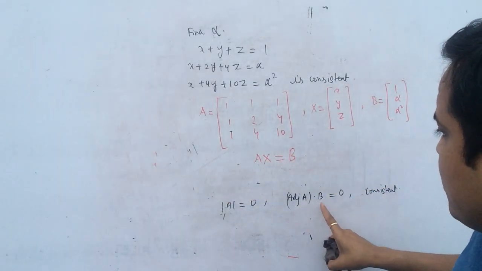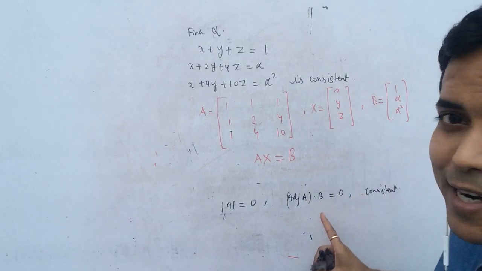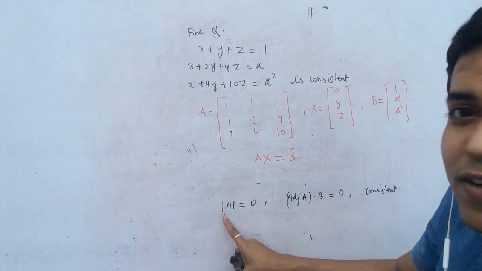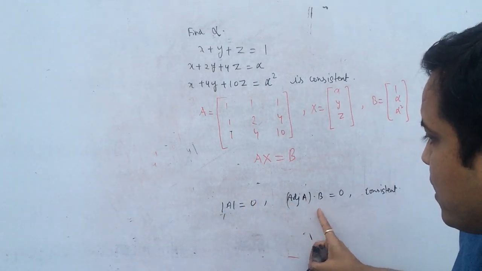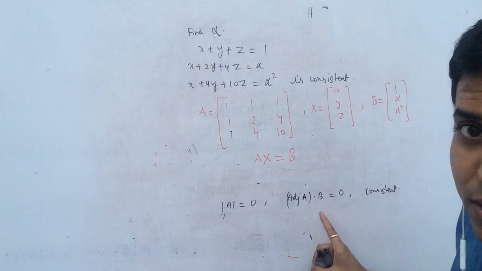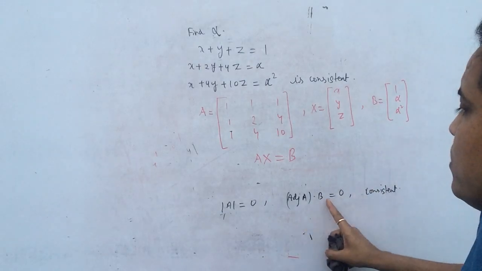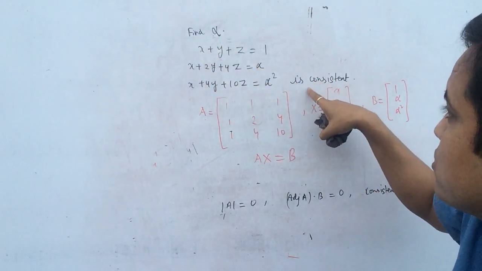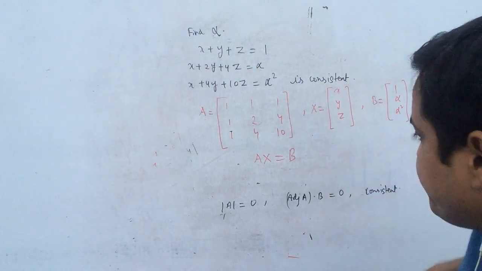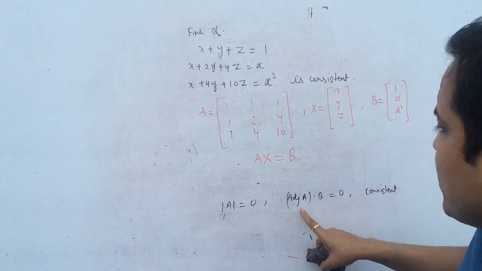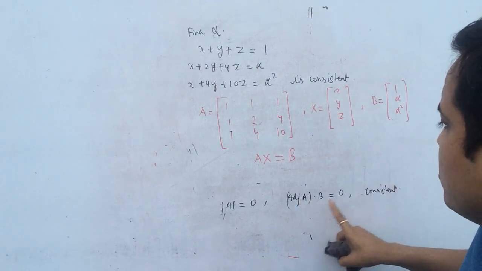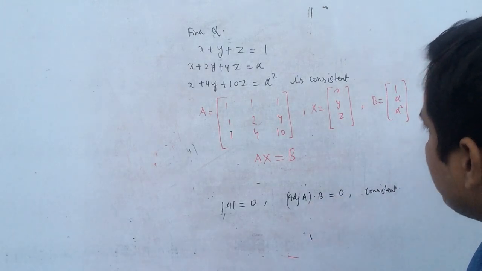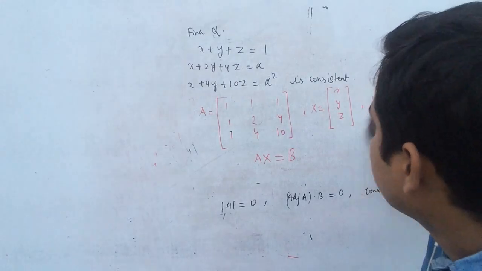So we have this case over. You know that if it is consistent, you have found this determinant of A is equal to 0. Now you have to apply this relation, this equation: adjoint of A into B equal to 0, since it is given that this system of linear equations is consistent. So what do you have to do? Adjoint of A into B equal to 0. So you need to find the adjoint of A.